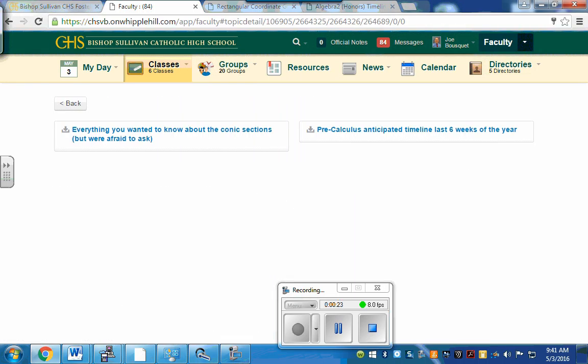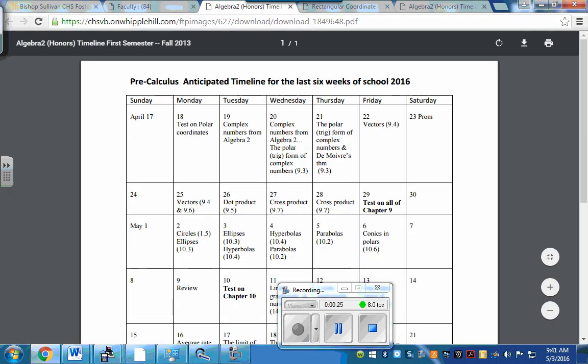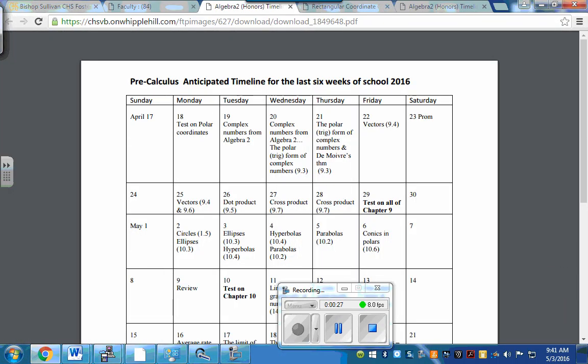If you go to this, you'll see, first of all, the timeline. So here we are on the 3rd, right? We're a day behind. The test is a week from today on conic sections. So I'm going to go a little bit quickly today.